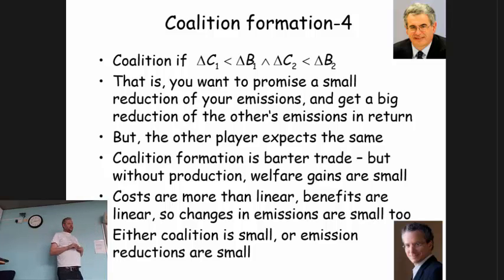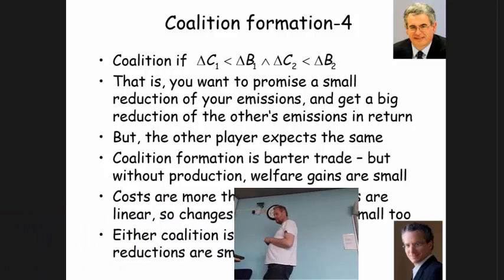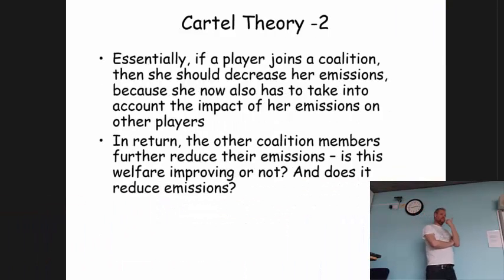And the other way of satisfying these conditions is that the additional emission reductions from cooperation are small. So either the coalition is small in the sense that it has few members, or the coalition is shallow in the sense that it doesn't do a lot. There are a lot of people cooperating, but they don't promise to do more than they otherwise would have in a non-cooperative solution. That is for one coalition.